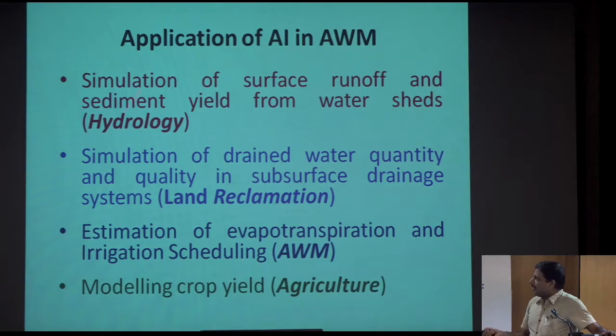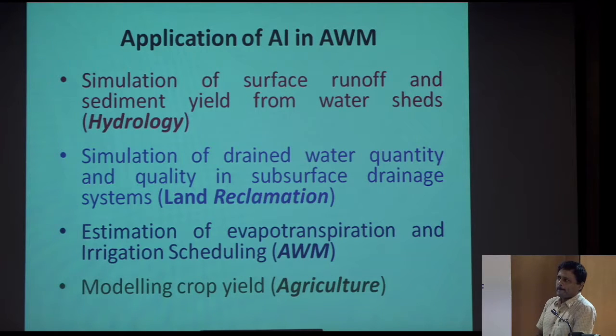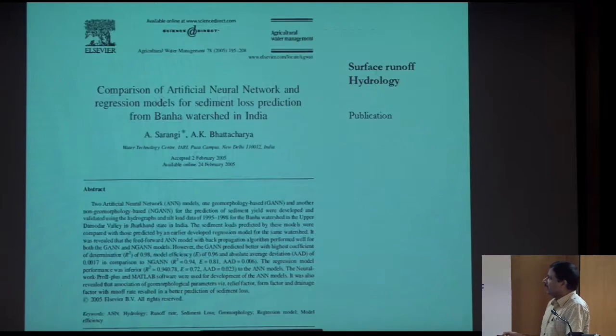Now, the work I will be presenting, we have worked on 5 aspects, basically clubbed into 4 categories. One is hydrology. We have applied artificial intelligence in surface runoff estimation and sediment load prediction. And we have also worked on land reclamation. We have applied the ANN for estimation of the drainage water quality in a subsurface drainage system. Then we have estimated evapotranspiration, done irrigation scheduling, and modeled crop yield.